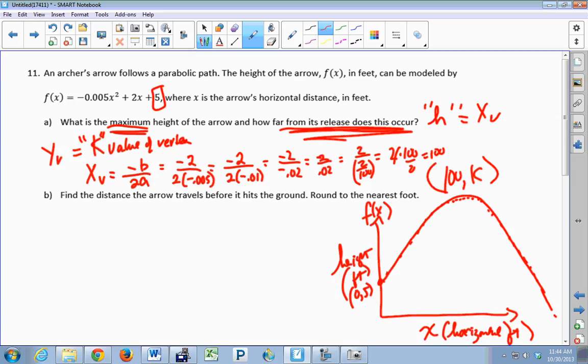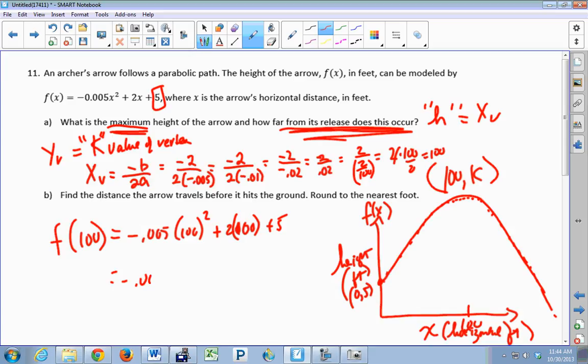So I know 100 feet from when it leaves the bow, my arrow is going to reach its highest point, and to find that, I find f of 100. I evaluate my function at x equals 100. So again, you all have calculators at your seats. I don't. So I just plug 100 in here for x.